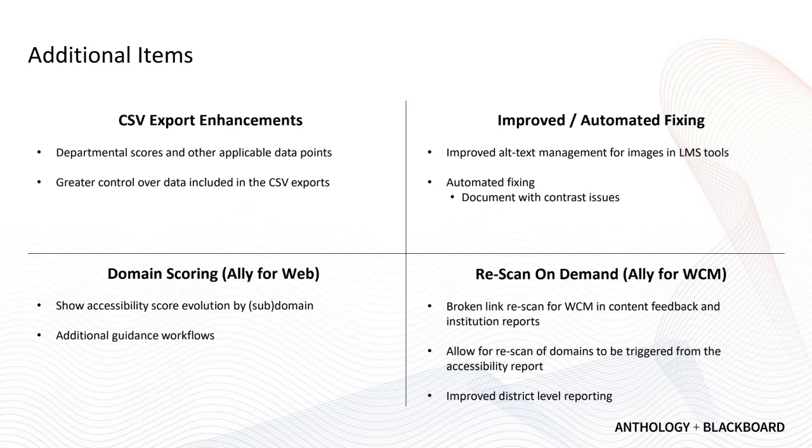And specific to Ally for Web, we're going to be looking to introduce domain scoring. So you'll be able to see the evolution or trend of the accessibility score across an entire website and the subdomain. Also working on additional guidance flows. And for Ally for WCM, introducing rescan on demand. So your institution has a little bit more control when content scanning occurs for, you know, specific subsites. So you can see reports updated in a little bit more of a timely fashion.